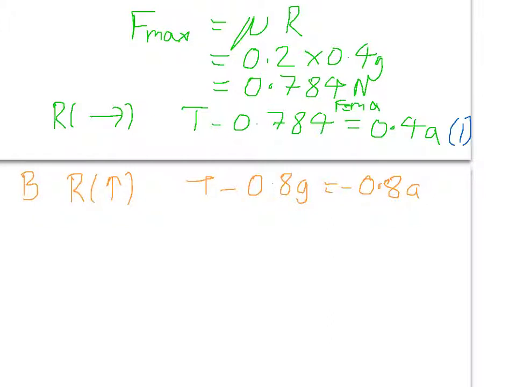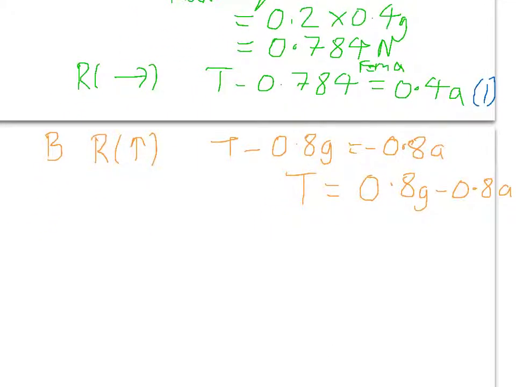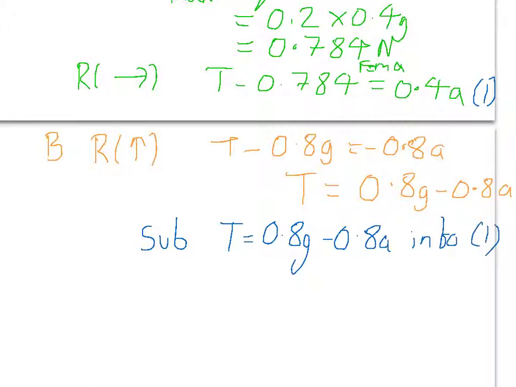Right, now we can rearrange this to make T the subject, because we don't want to find out what the tension is, we're not asked to. All we're asked to find out is what the acceleration is in the system. So we've rearranged that to make T the subject, and we're going to take this new line and substitute it into equation 1. So next thing, sub T equals 0.8g minus 0.8a into number 1 to find out what the acceleration is.